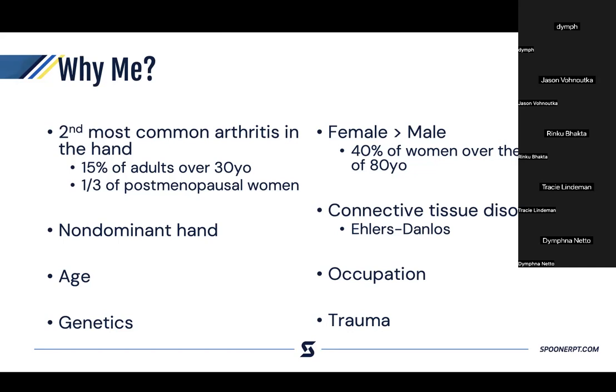And that laxity then, as we're using our hands and really putting a lot of stress and strain through it, wears down that joint quicker. So you do see it more commonly in females. You see it more commonly as we all get older, primarily because we are just using our hands more and more through decades of life.